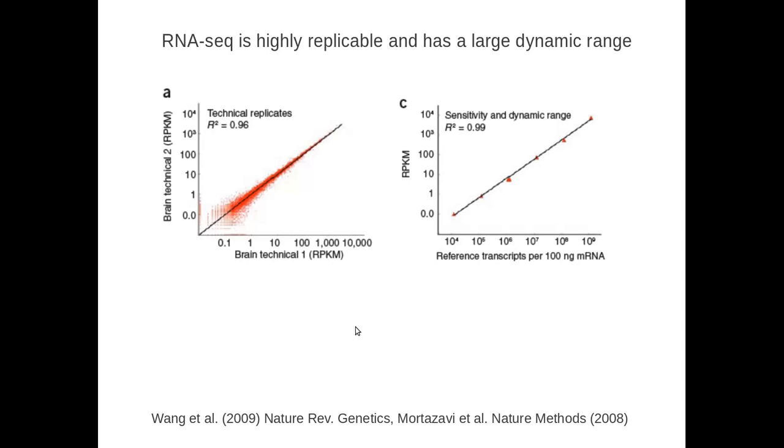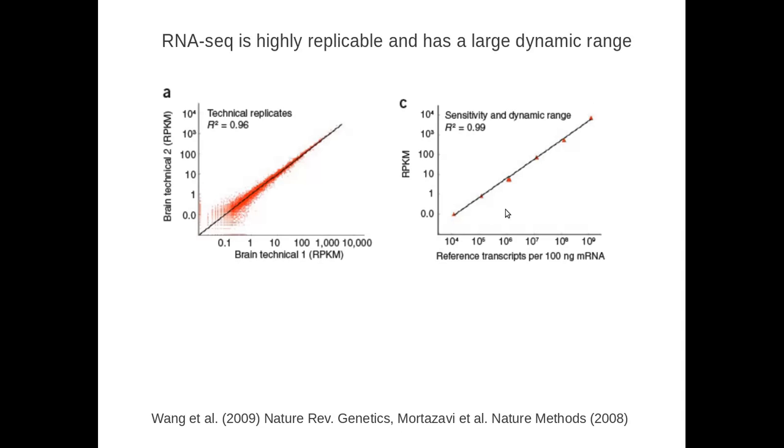This is also a review slide to indicate why RNA-seq is an important method now in molecular biology. There are more reasons than this, but these are two reasons why people began to abandon microarrays. One was simply because of the high technical replicability of RNA-seq. This is coming from two technical replicates of brain cells. Each point on the slide is the RPKM from technical replicate 1 and RPKM from technical replicate 2, and you can see the really strong correlation.